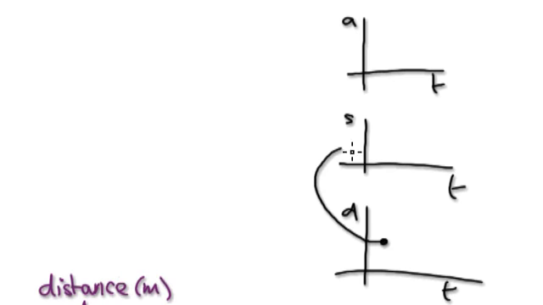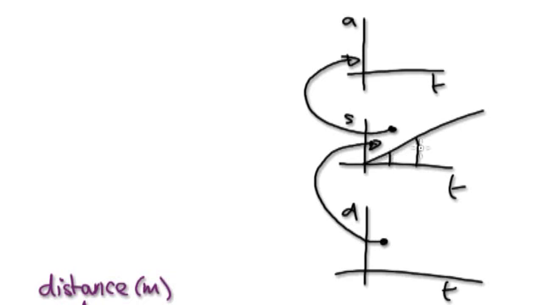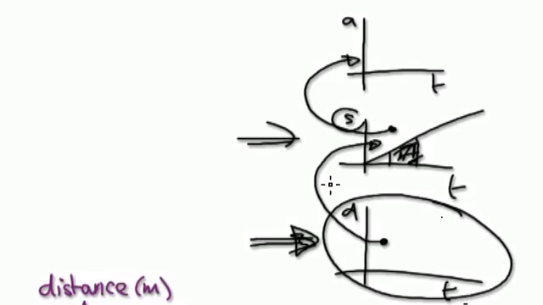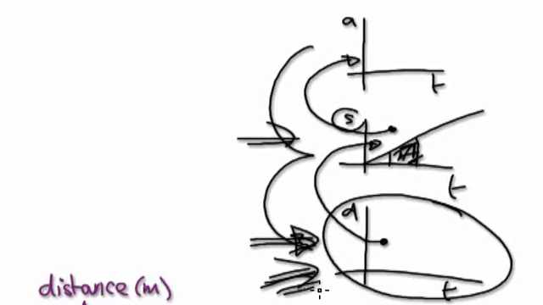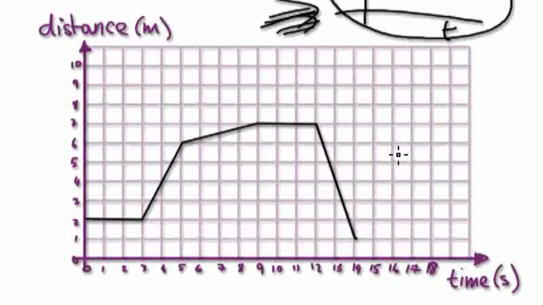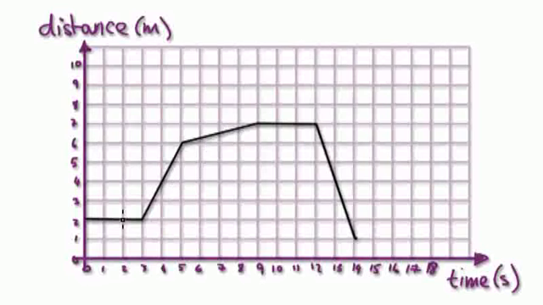Remember, the gradient of this graph represents the speed. The gradient of this graph represents acceleration, and the area underneath this speed time graph here represents the distance traveled. So we have been given this graph to work with. Inside your mind, you should concentrate on the third graph down. Okay, so we are working with this one here.